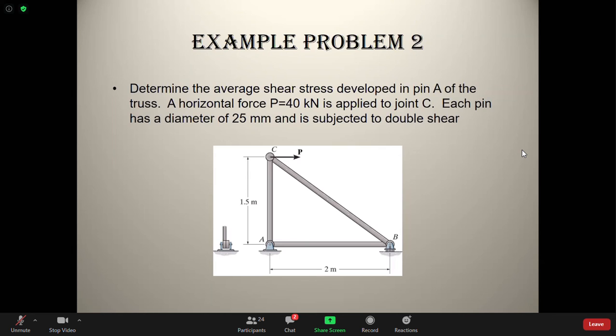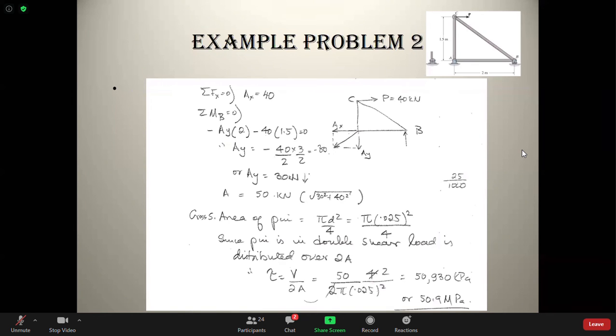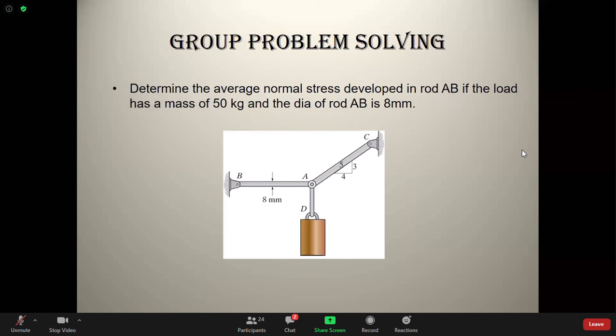Well, it seems that my time is up for the class. There's one more question, and I think I have put the solution for that also for you. This is the final answer we just got. And here's the solution I have put for this problem. And then the next problem is this. I'd like you to try and do it at home in your own time. It is similar. It has this load, and then he's asking you to determine the average normal stress developed in rod AB. So rod AB is this.